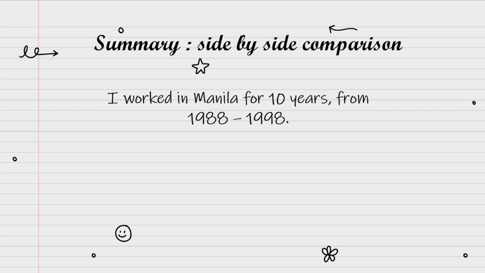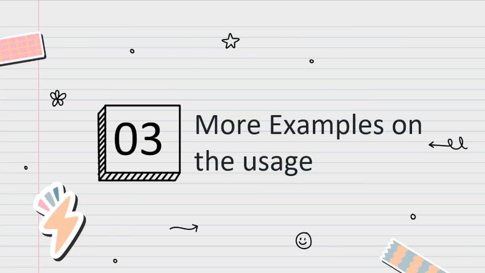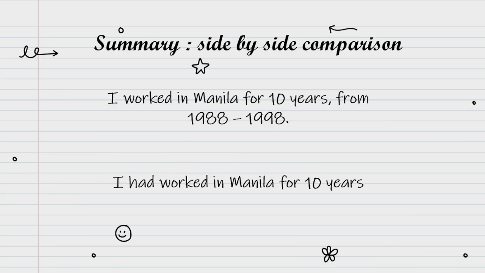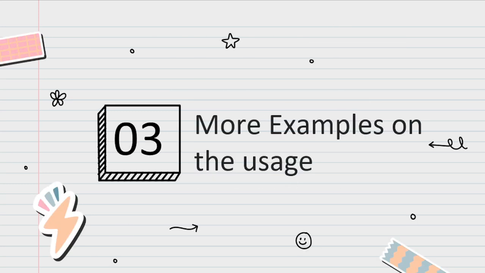So we've got here a summary. I worked in Manila for 10 years from 1988 to 1999. We use the simple past tense here because we know exactly when. In this case, I had worked in Manila for 10 years. We don't know when that 10 years was, so we use the past perfect tense. Okay, it's getting more confusing, but let's go.